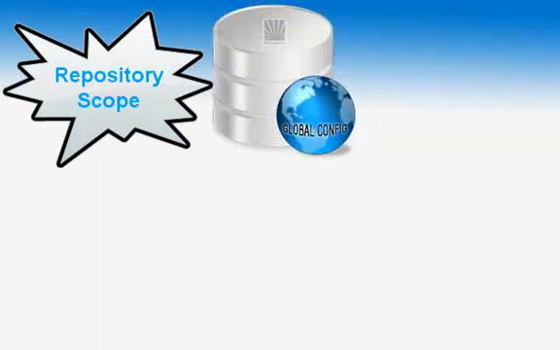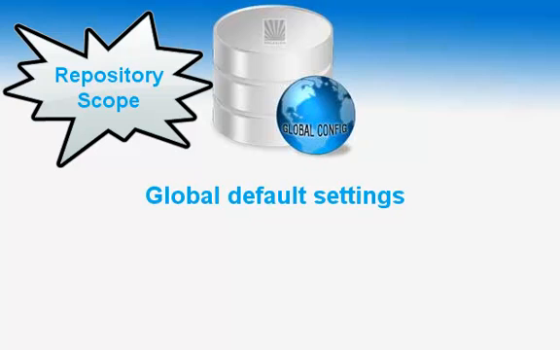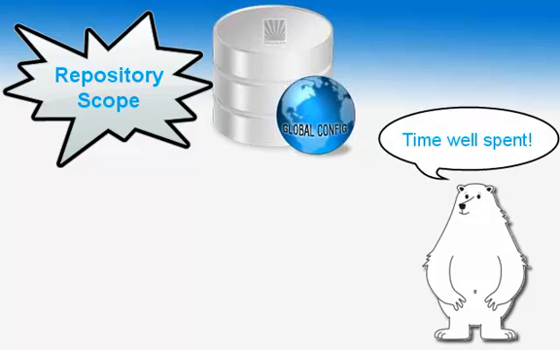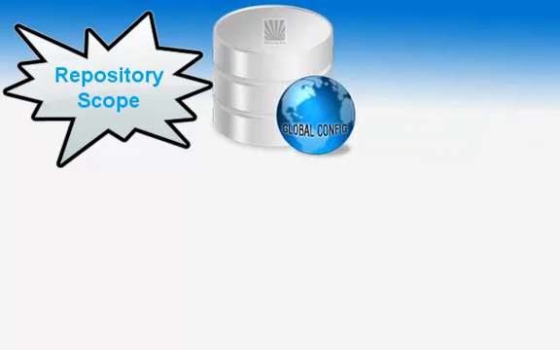Think of the repository scope as your global default system configuration. This is where you can set up standards that apply to all new projects across your entire organization. It's really important to plan to spend some time on your global configuration when you first move to Polarian. Get it right in this scope, and everything should go smoothly from there.